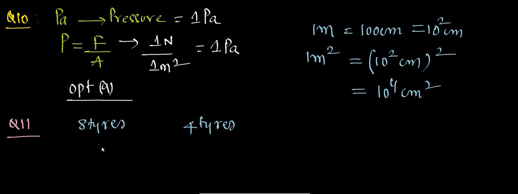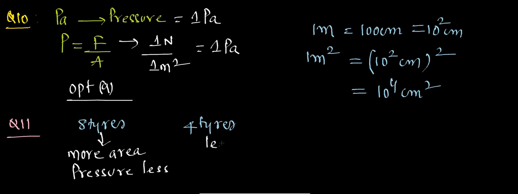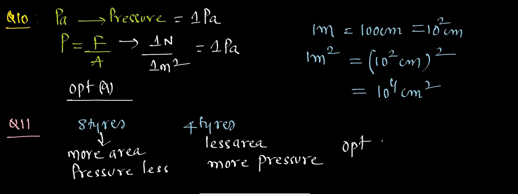8 tire lorry, ma'am. In this case, there is more area of contact. And what will the pressure be? The pressure will be less, ma'am. Very good. So pressure will be less. Now here, with 4 tires there is less area of contact, so pressure will be more. What was the question asking? Ma'am, they asked which lorry will exert more pressure. More pressure. So which will exert more pressure now? Lorry with 4 tires. So what is the answer now? Answer is option A. Yeah, ma'am.